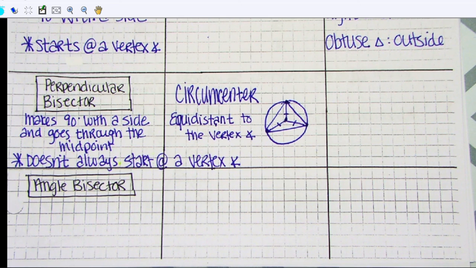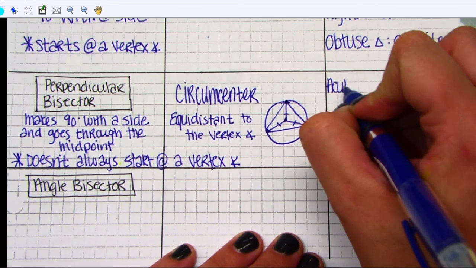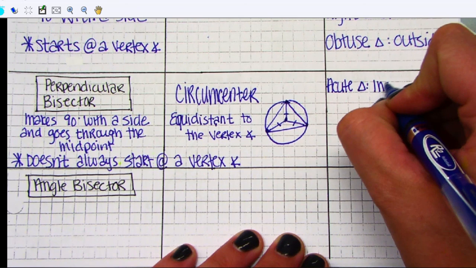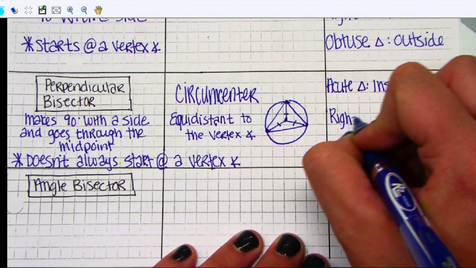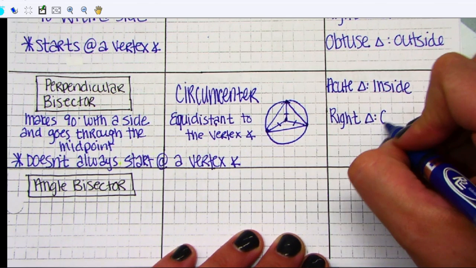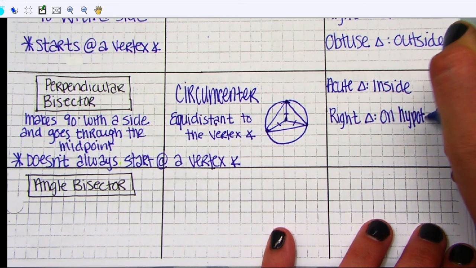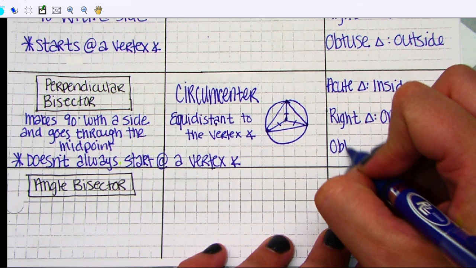Where's the location of the circumcenter? Is it always inside? No, this one moves around as well. So if the triangle is acute, where is it? Inside. A right triangle. Good. Right triangle is on the hypotenuse. Obtuse? Yes, outside.